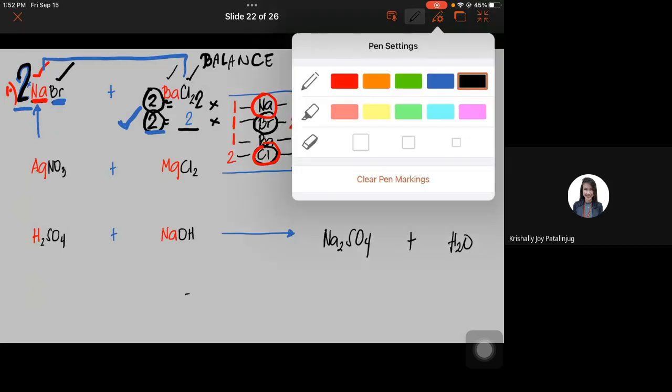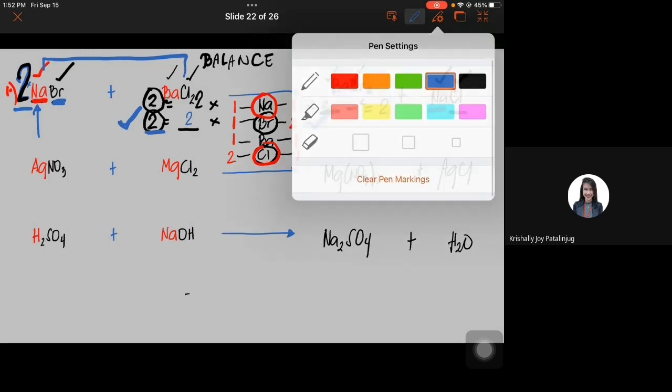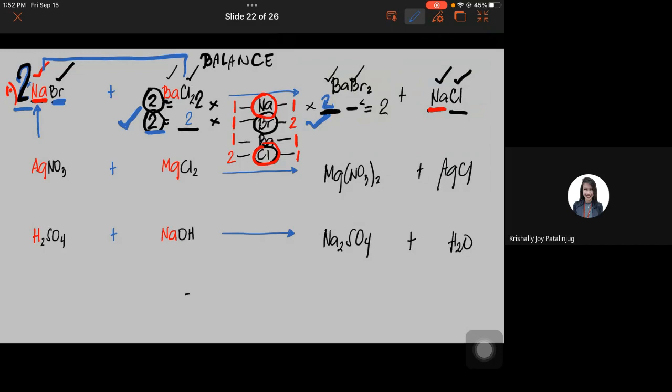So obviously you write here a coefficient of 2. Let me erase this part so that we have space. So barium bromide, then the coefficient. Ayan, 2. So again, this time sodium at both sides is now balanced. The sodium atom is now balanced. So you have to reflect it.